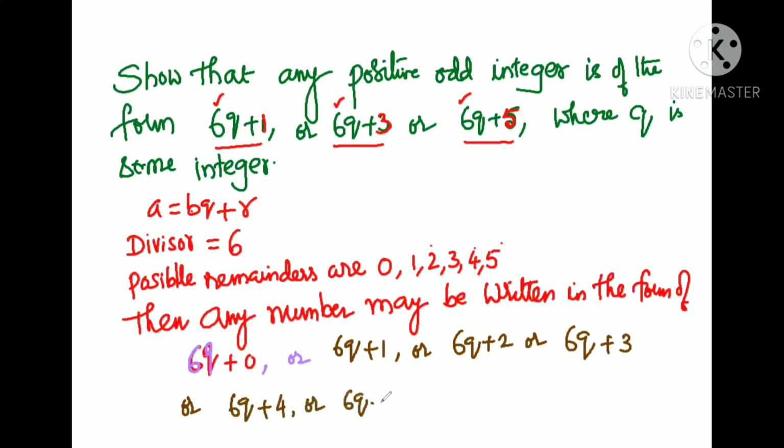or 6q plus 5. If you divide any number, that number can be written as 6q plus 0 when remainder is 0. When remainder is 1, that can be written as 6q plus 1. When remainder is 2, that can be written as 6q plus 2, 6q plus 3, or 6q plus 4, or 6q plus 5. And 6q plus 6 does not exist. So, among these numbers, 6q, 6q plus 1, 6q plus 2, 6q plus 3, 6q plus 4, 6q plus 5.